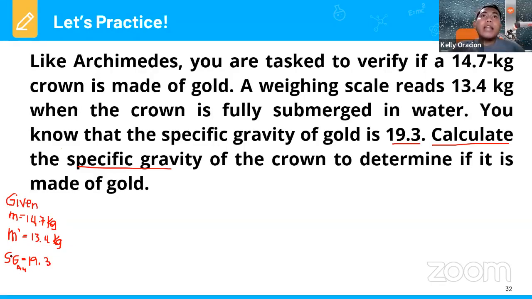So we are going to get the specific gravity of the crown. So what's the formula? SG is equal to mass over mass minus the apparent mass. That's the formula I derived. Later, i-derive na ako. So SG is equal to mass over mass minus apparent mass. Of course, walang negative na specific gravity. 14.7 over 14.7 minus 13.4.